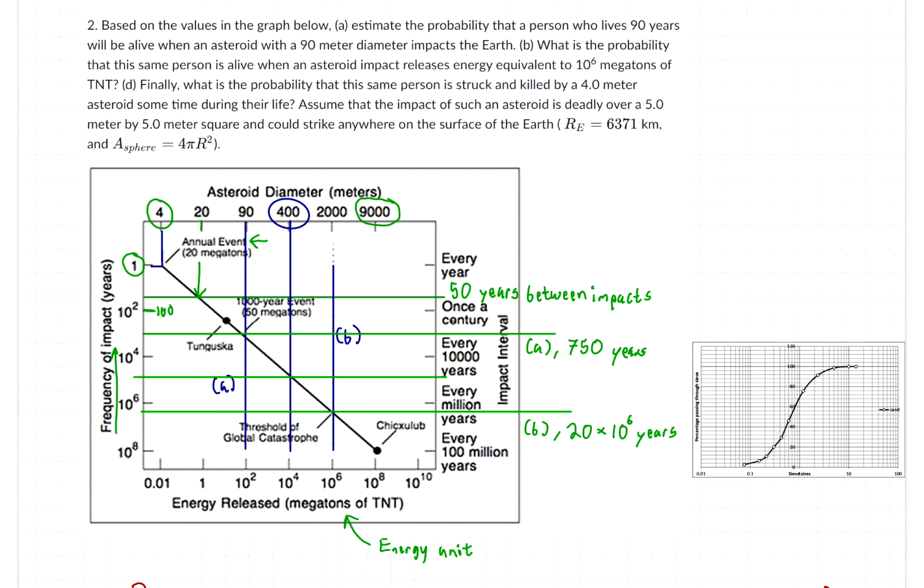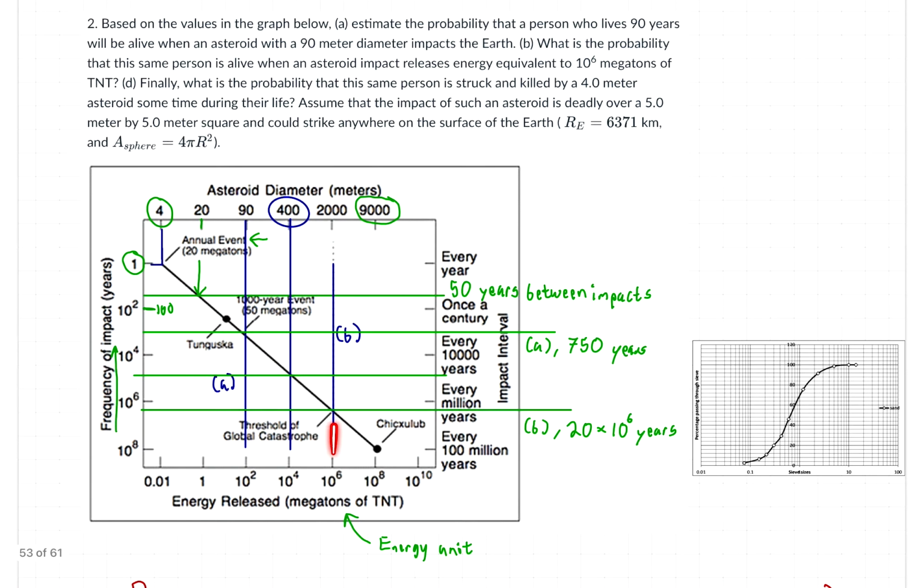Well, the two parts we're asked about are the 90 and the one that's equivalent to 10 to the 6 megatons. So this vertical line is the 90-meter diameter asteroid, the one we asked about in part A. And this other vertical line over here is the one you asked about for part B, because you can see it corresponds to 10 to the 6 megatons of TNT, which is a unit of energy. Now, the one in between, by the way, was just an example calculation, not one that you asked about in the problem.